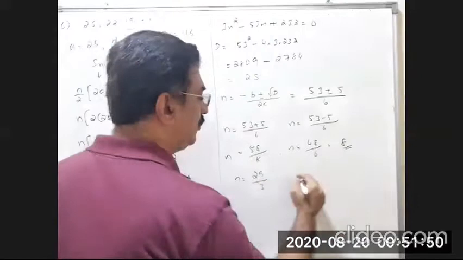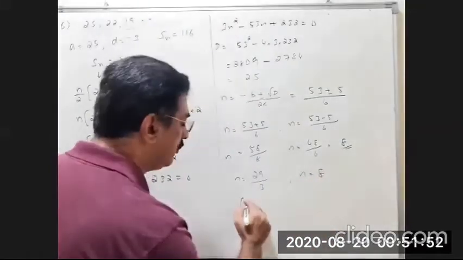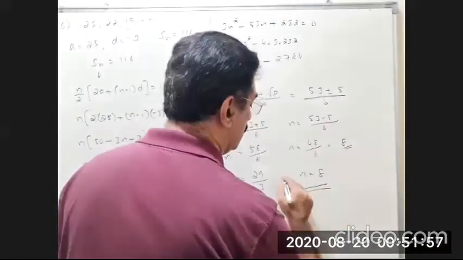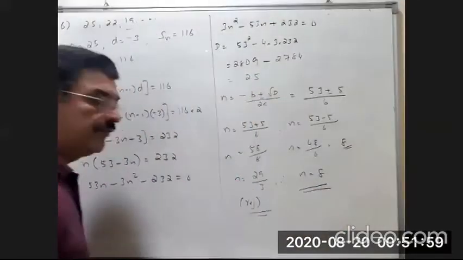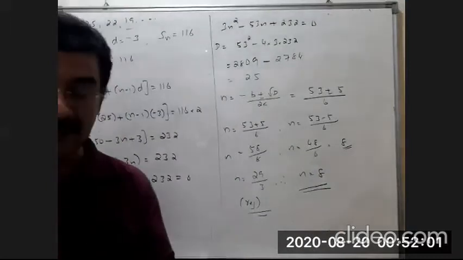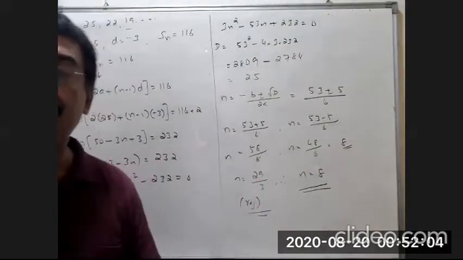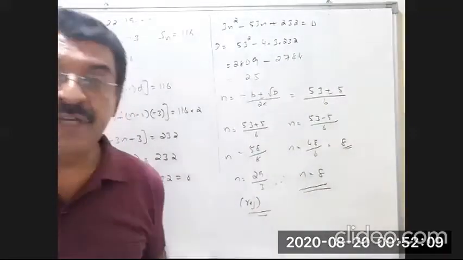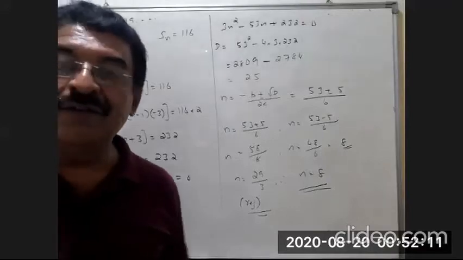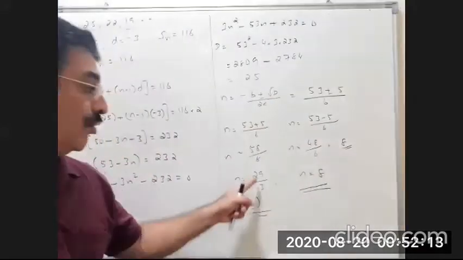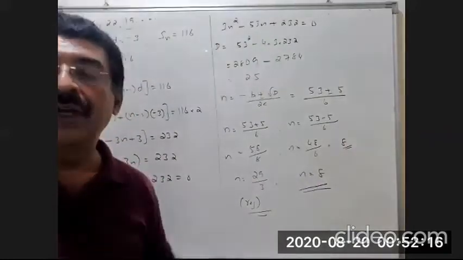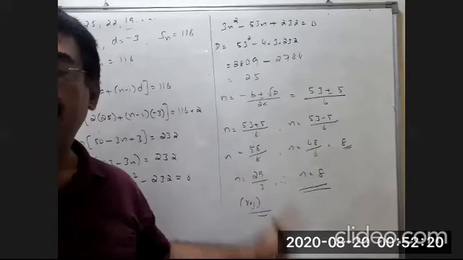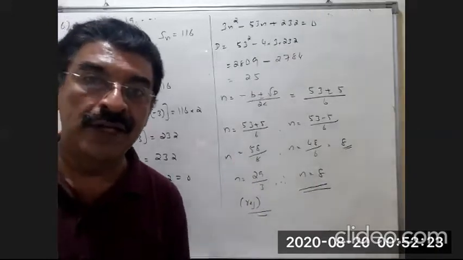29 by 3. This is rejected. Why is it rejected? Because n stands for the number of terms of a sequence, and the number of terms of any sequence cannot be a fraction. We will not say 11 by 12th term or 29 by 3th term. We have either the 29th term or the 30th term. So negatives and fractions can be rejected while finding n.